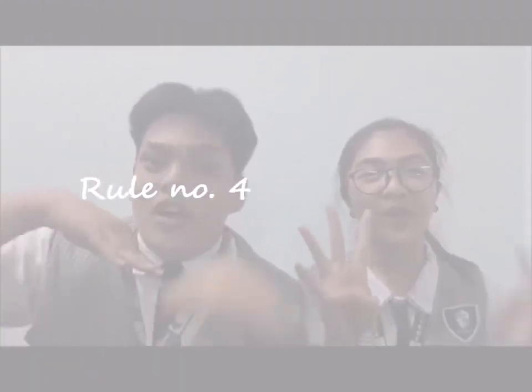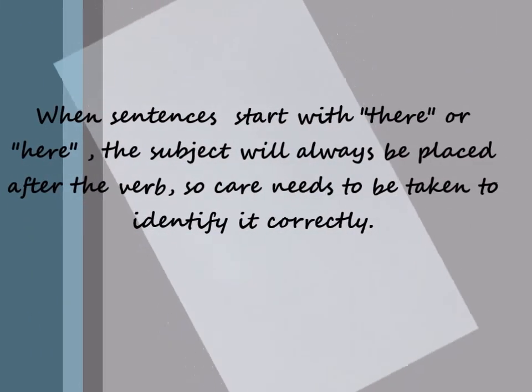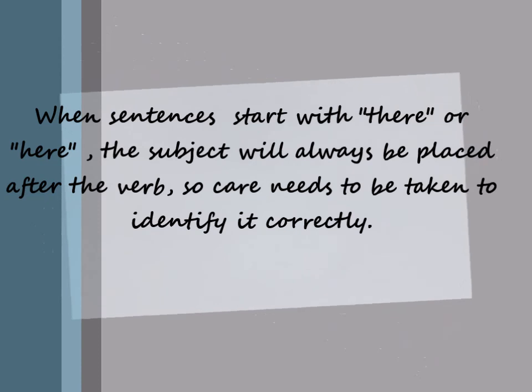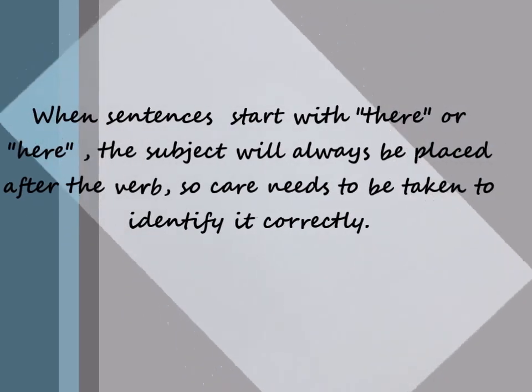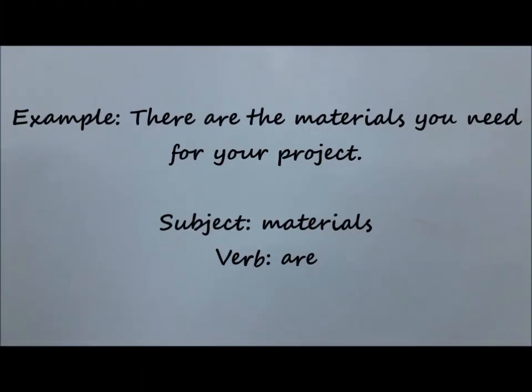Rule number 4. When sentences start with there or here, the subject will always be placed after the verb. So care needs to be taken to identify it correctly. There are the materials you need for your project. In using there or here in every sentence, you must always take note that the subject will always be after the verb, and the verb depends on whether the noun is singular or plural.